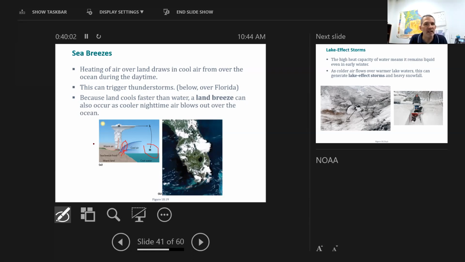Now, at night, the exact opposite is going to happen, where the water, again, because it retains its energy, it retains that heat, the land's going to cool off. And so these are going to switch. This is going to be the high pressure. If I was still on that same spot, the air is going to be moving from the highs to the low, and we'd have a land breeze. And so that's an example of a local breeze.